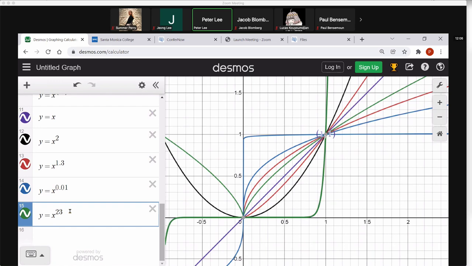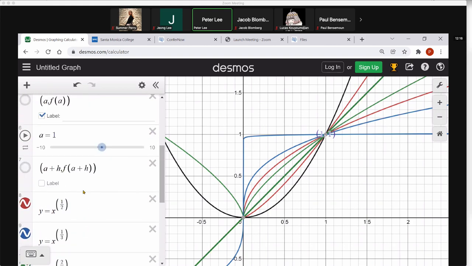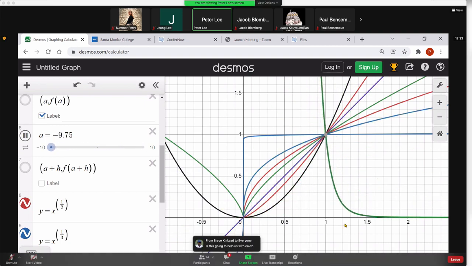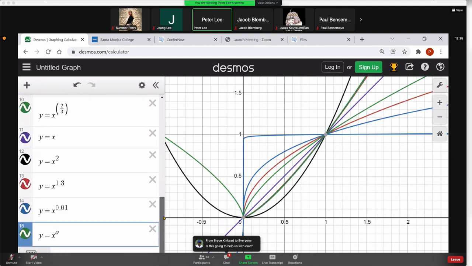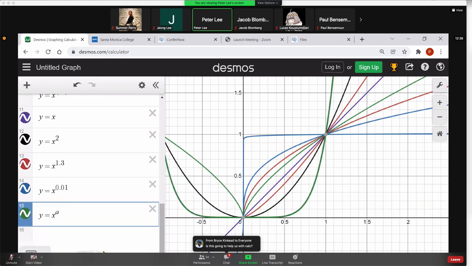Hey, you can play around with this. How about if I call this guy A? I'm using A right here. I can change this A, and as you can see, as A changes, this is what happens. When A becomes negative, the graph qualitatively changes. But A is changing, and the graph we have is y equals x to the A.